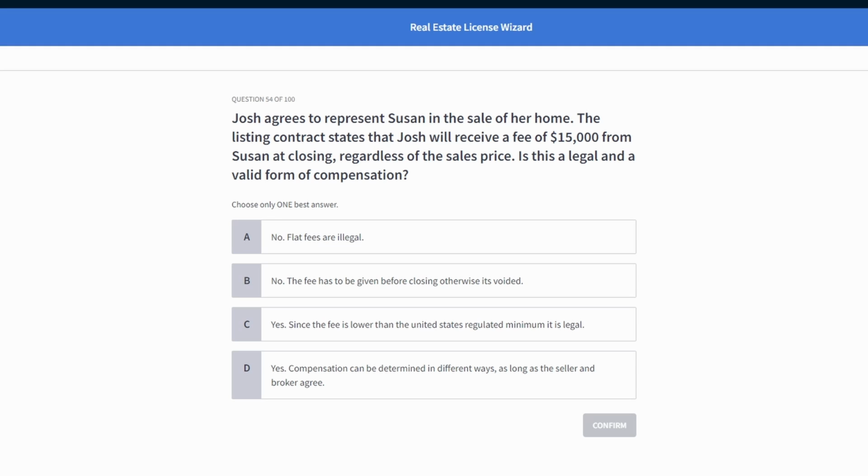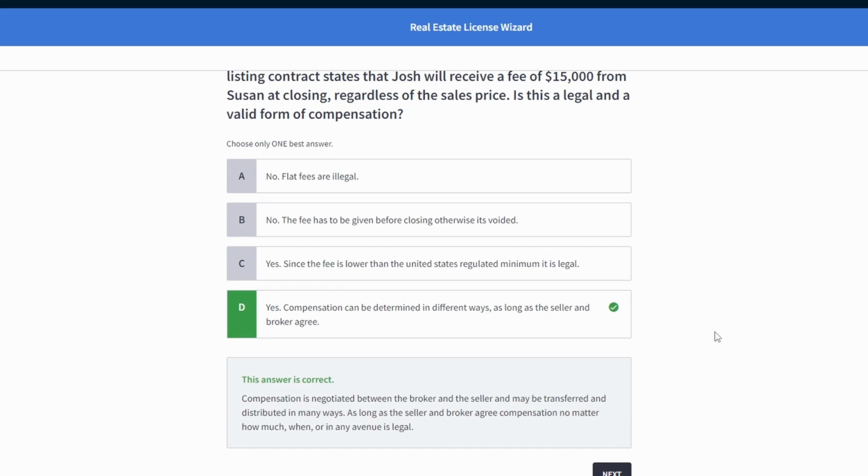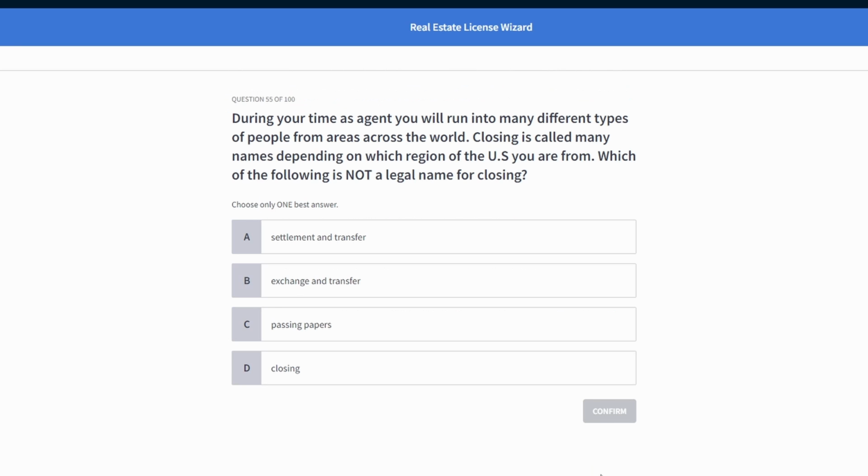Alrighty, what is the correct answer for this one? Well, it is D. That's right. Yes, compensation can be determined in different ways. Compensation is negotiated between the broker and the seller and may be transferred and distributed in a variety of ways. As long as the seller and broker agree to compensation, no matter how much, when, or really any avenue, it is legal.